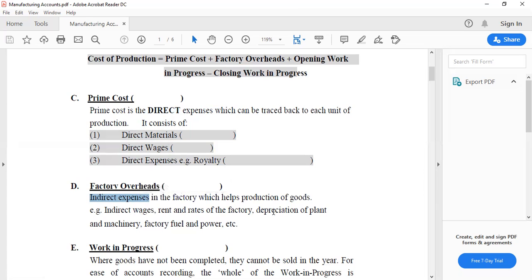Dennis. Oh, the difference between the prime cost and the factory overheads. What's the difference between the two costs?